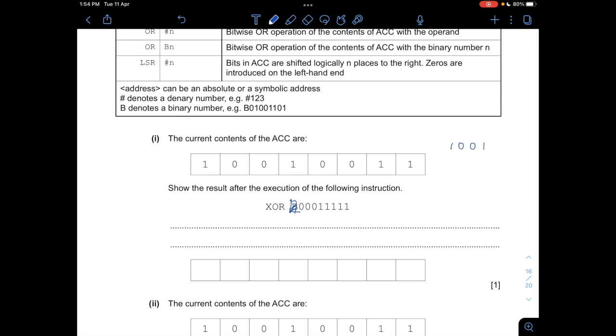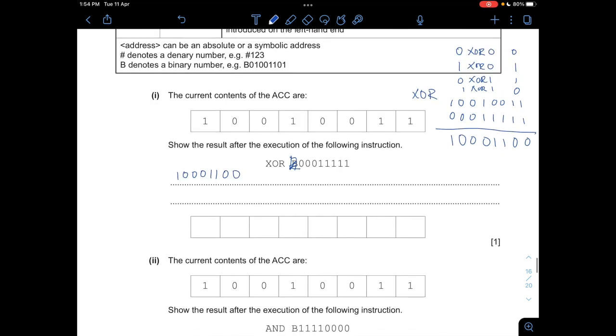So this will be 10010011 and then 00001111, XOR. If it's XOR, we know for a fact that 0 XOR 0 we get 0, 1 XOR 0 we get 1, 0 XOR 1 we get 1, and 1 XOR 1 we get 0. So here, 1 XOR 1 we get 0, 1 XOR 1 we get 0, 0 XOR 1 we get 1, 0 XOR 1 we get 1, 1 XOR 1 we get 0. Same goes for the left, and the last one on the leftmost bit would be 1 XOR 0, we get 1. So the answer would be 10001100. Technically we can write it down here: 10001100.